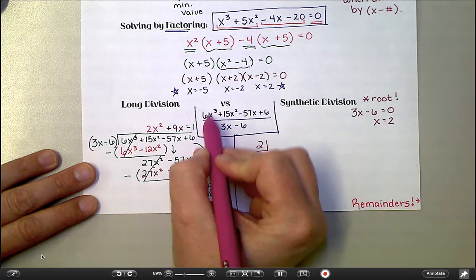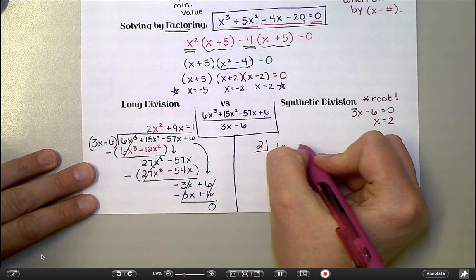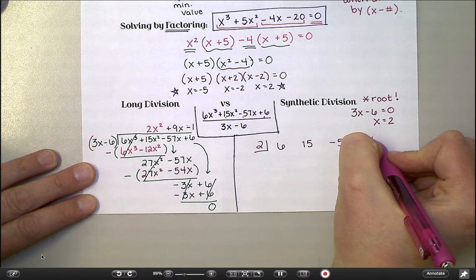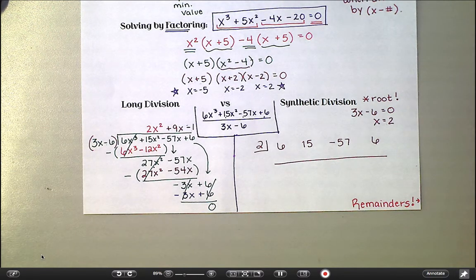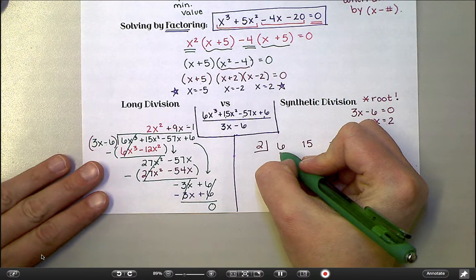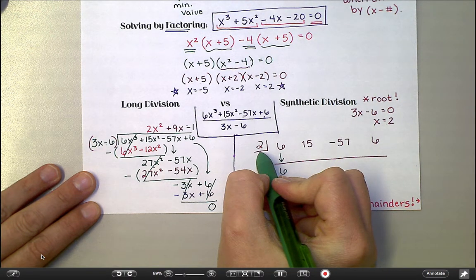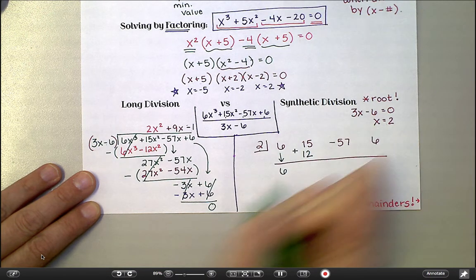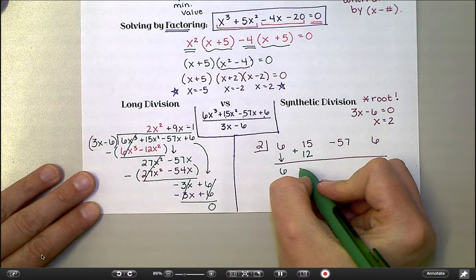And then I'm going to line up the coefficients from my big polynomial. So I'm going to say 6, 15, negative 57, and 6. And then I'm going to leave a little space and draw a line underneath here. So the idea here is that I'm going to drop this first number down, leave it a 6, and then I'm multiplying. So 2 times 6 is 12, and then here I'm adding together. So 15 plus 12 is 27.